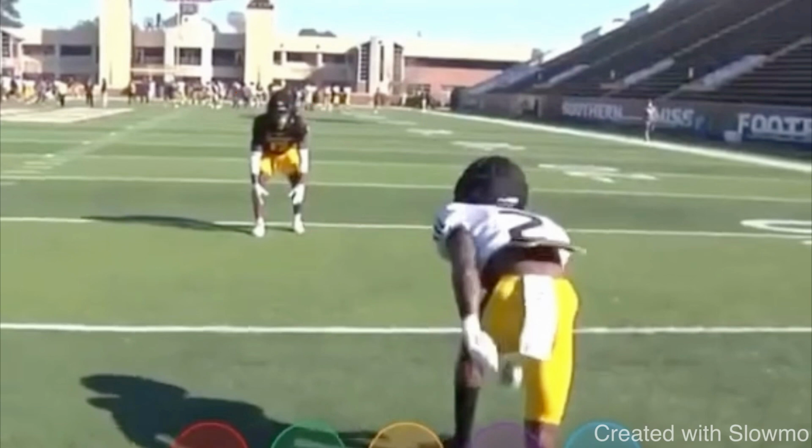So what you have to do is you kind of have to split him into two. You have to attack his outside shoulder and his outside hip. The goal is to get him to flip his hips to a fade, and we slip underneath. So that's how you would run a post versus off man.